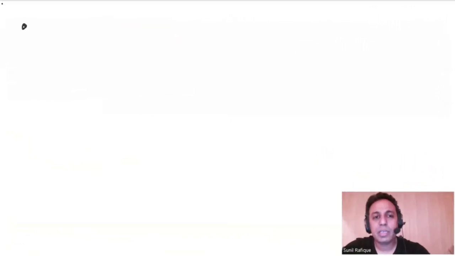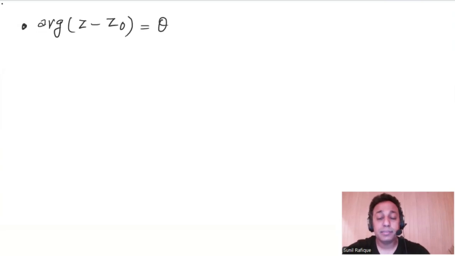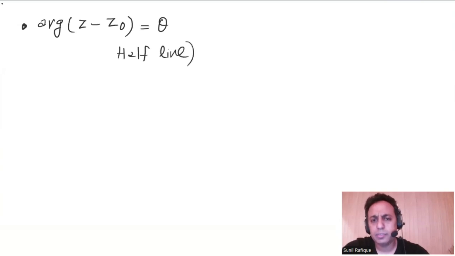Another type you will see quite often in the exam is the argument of z minus z naught equals theta. And this one has a unique name. We call it the half line. So why do you call it a half line? I'll explain it in a while. This has something to do with the angle, remember. It's the argument of z minus z naught.